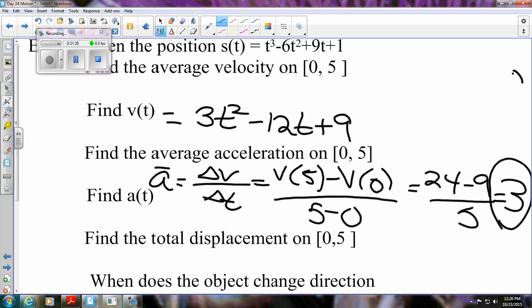How do I get the acceleration function? That's the derivative of velocity. 6t. So acceleration at time t is equal to 6t minus 12.